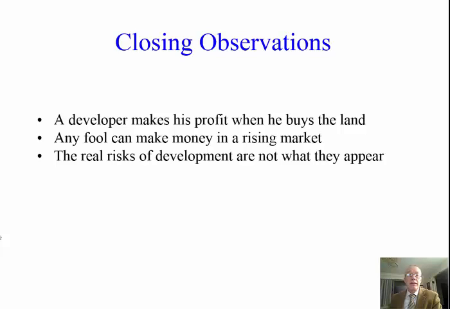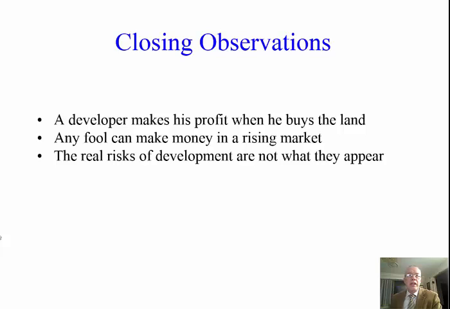The worst thing is the fools who think they're smart because they have made money and they go in for a second time round. And I guess that's sort of like gamblers in any area. And that largely accounts for why a lot of developers numerically go bust. The last point I want to make is that the real risks of development are not what they appear.